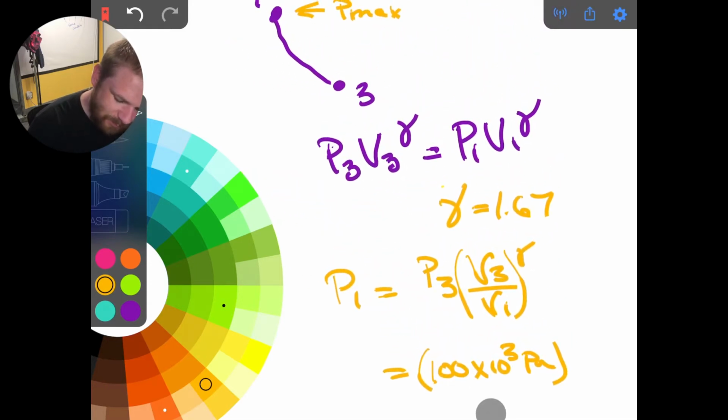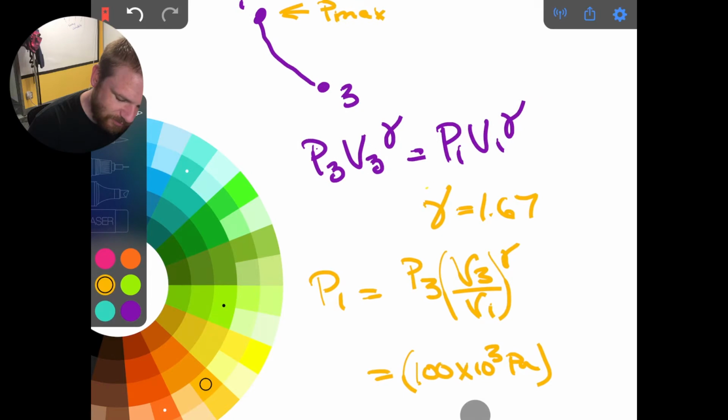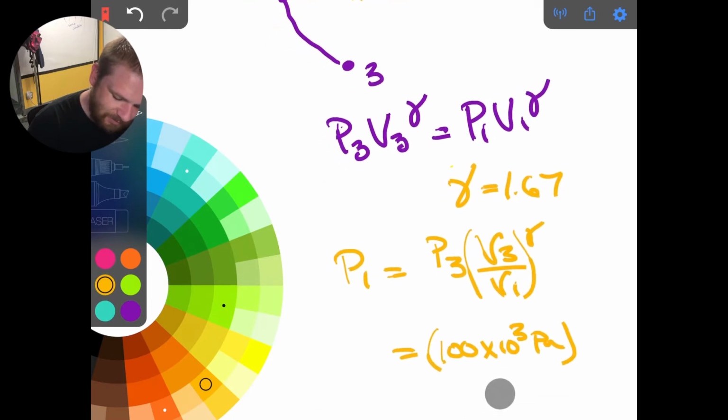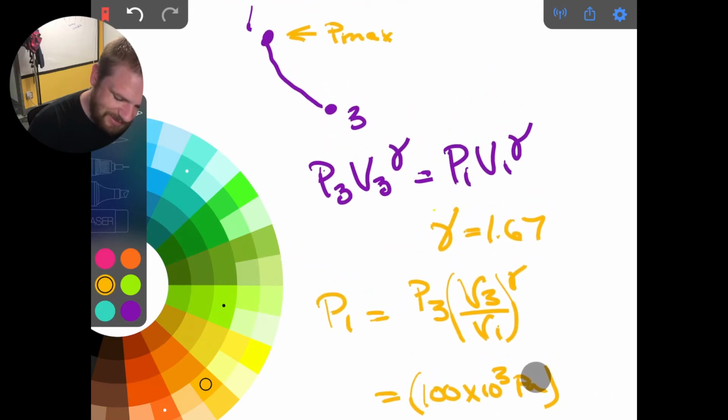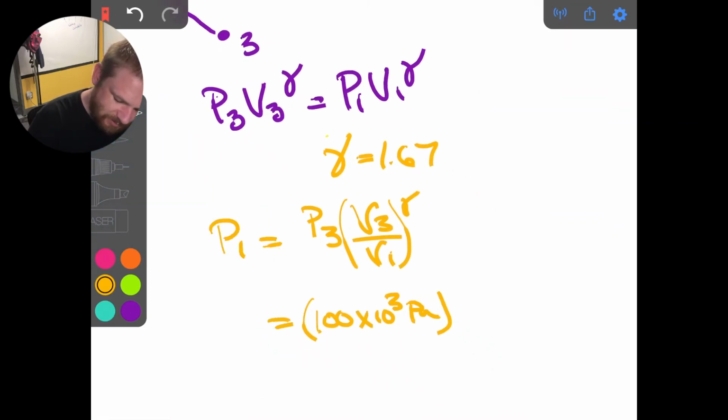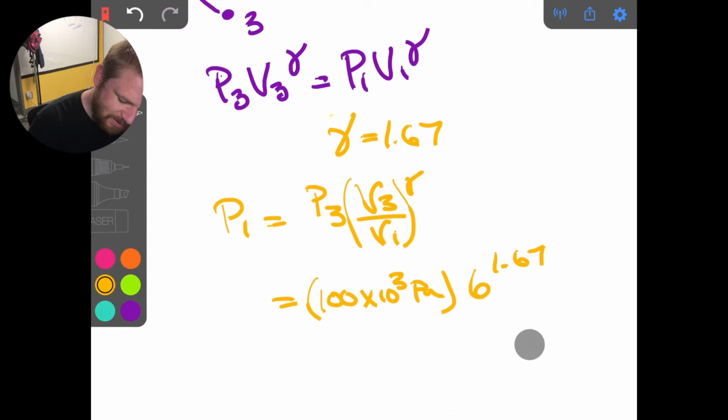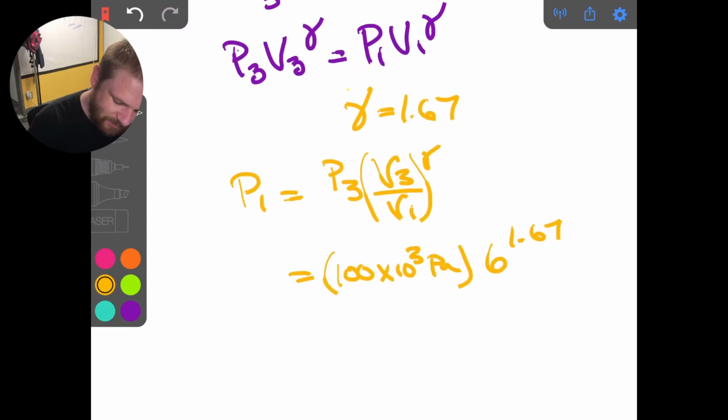Now, V1 is the smaller of the two volumes, and V3 is the larger of the two. Those have a ratio of 6 to 1. So this is just going to be 6 to the power 1.67. That is dimensionless because this is the ratio of two volumes. That's going to give our pressure at point 1. And if we plug this into our calculator, that's 100 times 10 to the plus 3 power times 6 to the power 1.67.